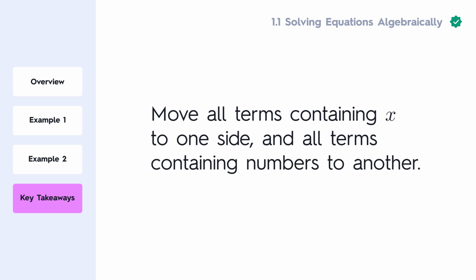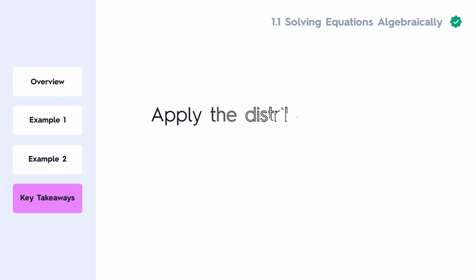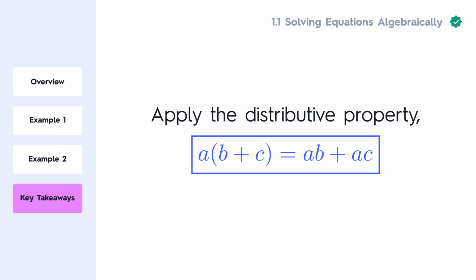If we're lucky and the problem is simple, we can do this immediately as in our first two examples. Sometimes though, it's not so simple, so let's review a few tips. Apply the distributive property. If we have parentheses and multiplication, it's usually a good idea to distribute the terms before moving them to one side or another.